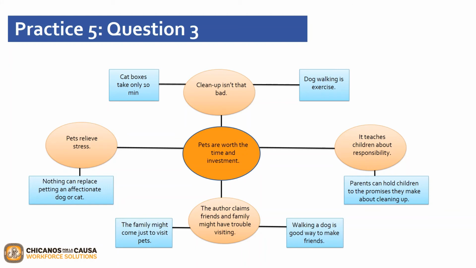The thesis statement is in the middle or body of the idea map. From there are 4 categories or reasons to invest in pets. Under those categories, there are subcategories explaining the reasons or evidence for this category. For example, the category referring to pets relieving stress has supporting evidence that states that nothing can replace petting an affectionate dog or cat. You can notice this trend with all categories in the idea map.